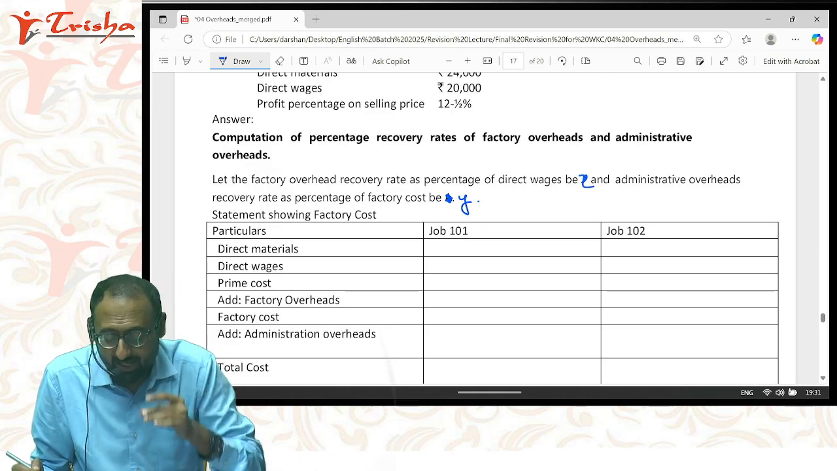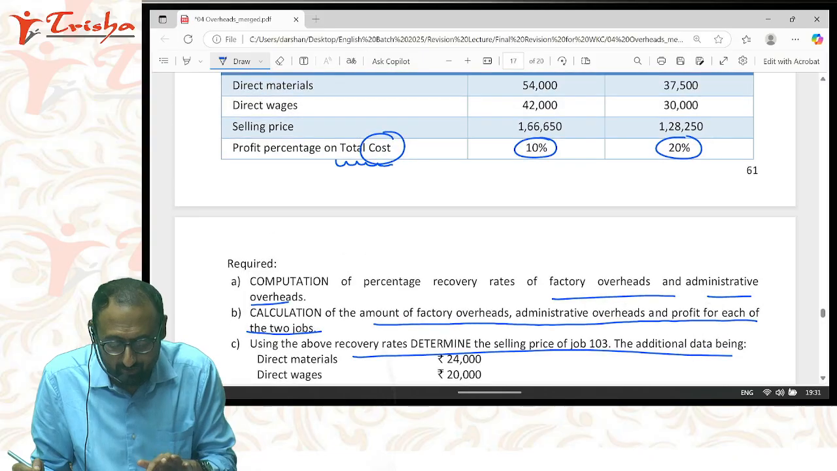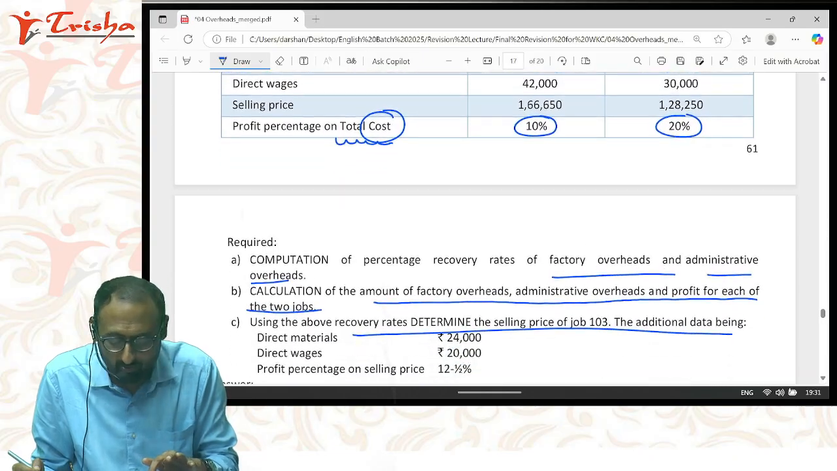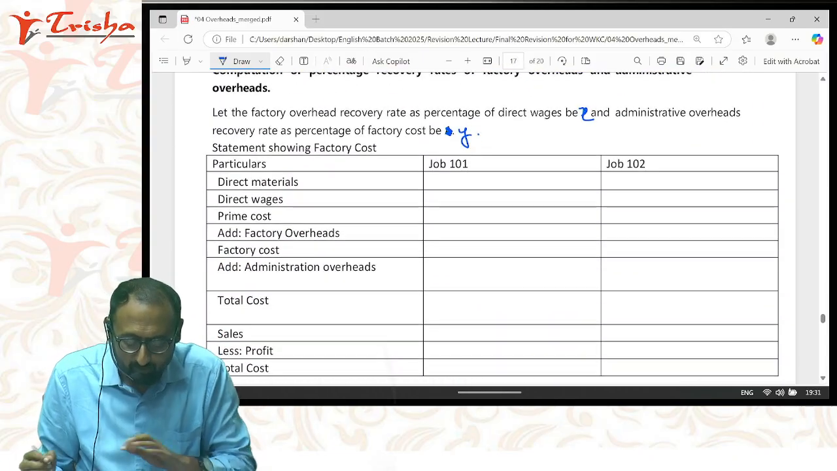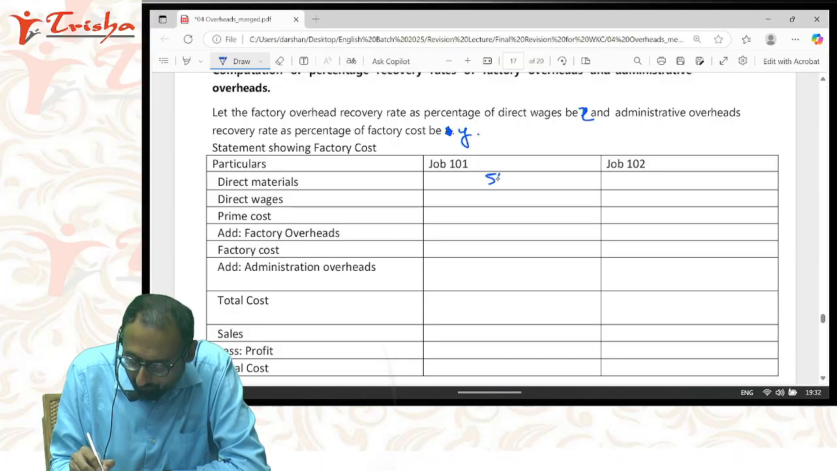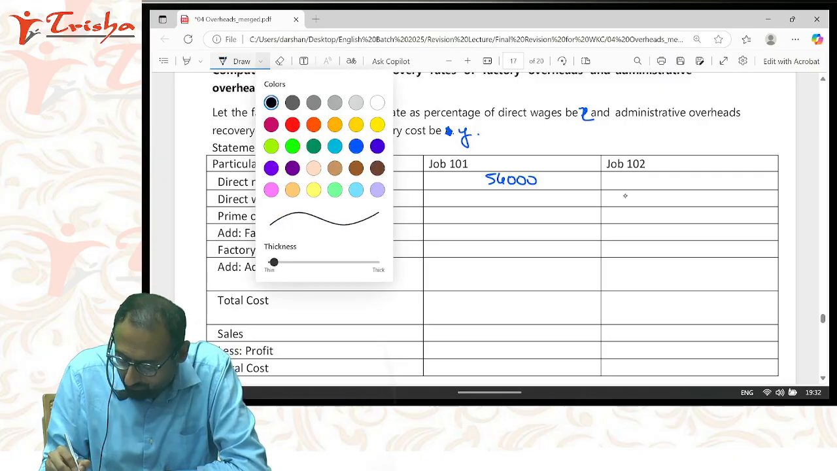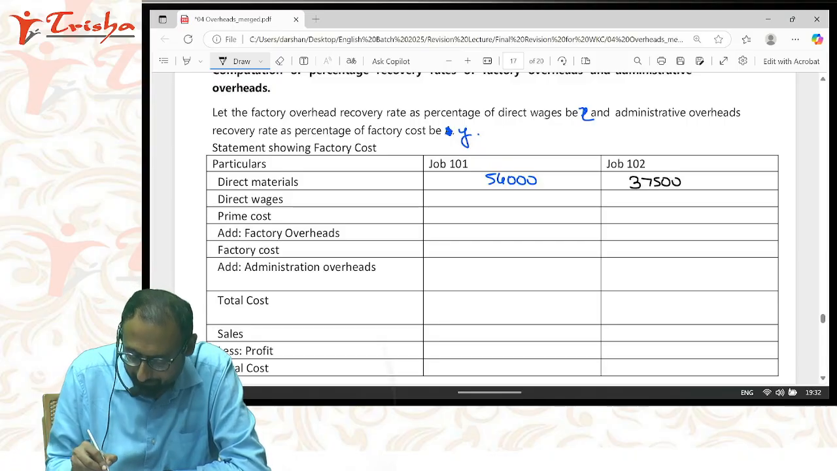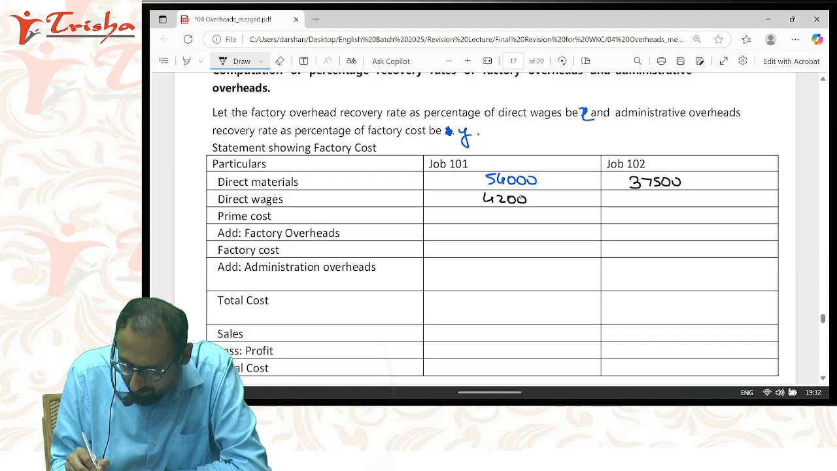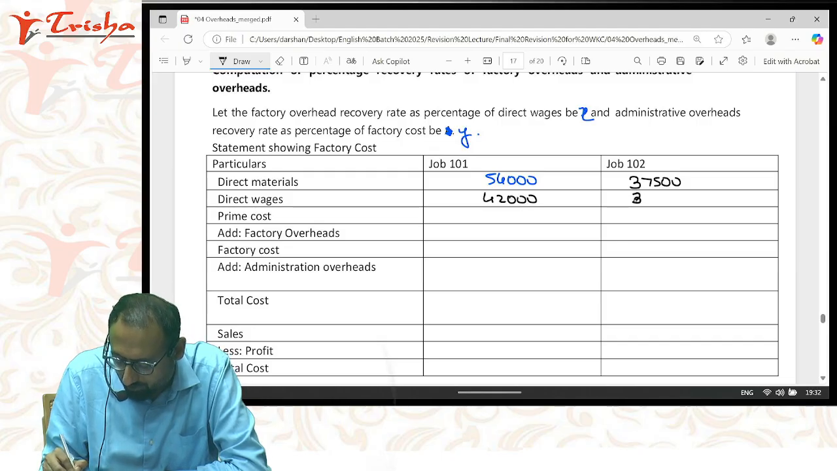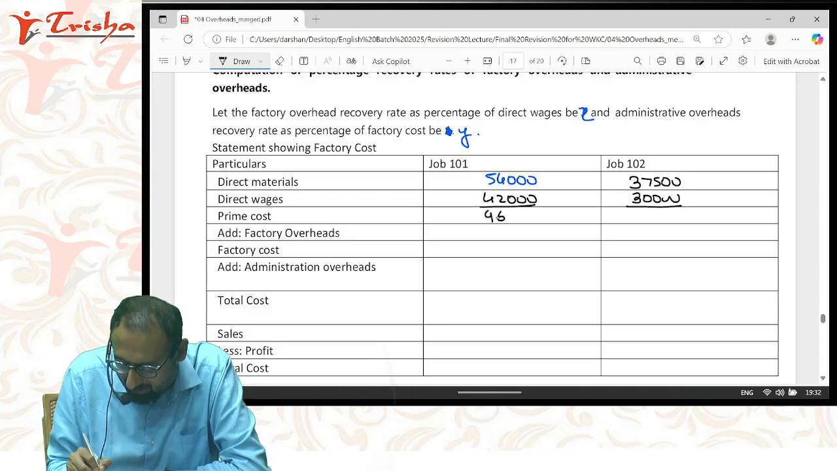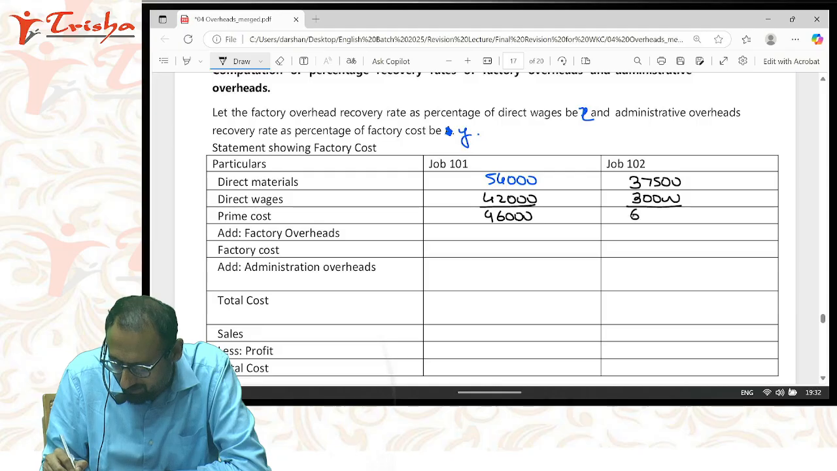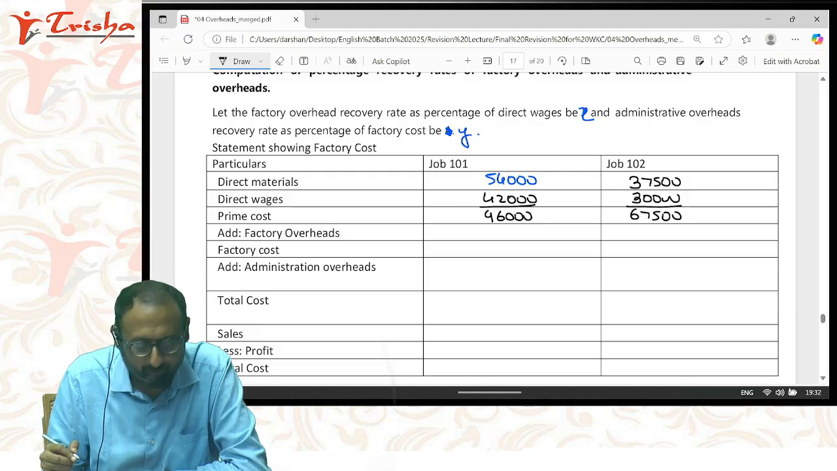Check how much is the direct material, sir. This question is there in your module, I think so. Yes or no? Yes, sir. Please tell me how much is the direct material. 54,000 in the first column, 37,500 in the second column. How much is the direct wages? 42,000 in the first scenario, 30,000 in the second. Direct material plus direct wages will be your prime cost. Is it 96,000 in the first column and 67,500 in the second column?